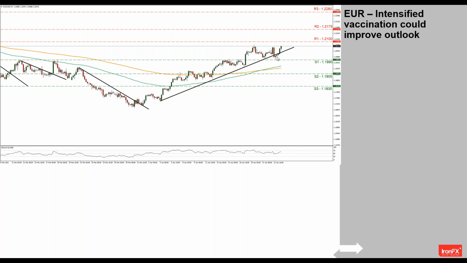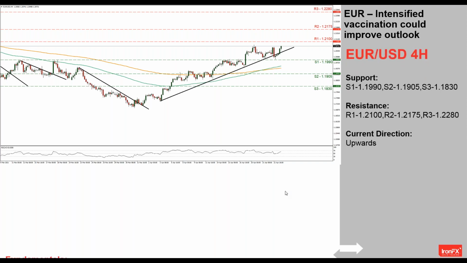To the downside, I would highlight the 1.1990, which was tested yesterday. Even lower, I would note the 1.1905, which tended to cause considerable commotion over the past month. And the lowest level noted would be the 1.1830.